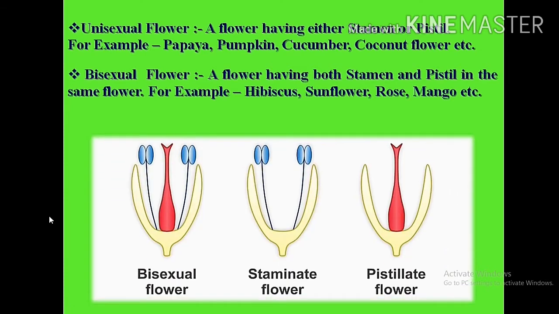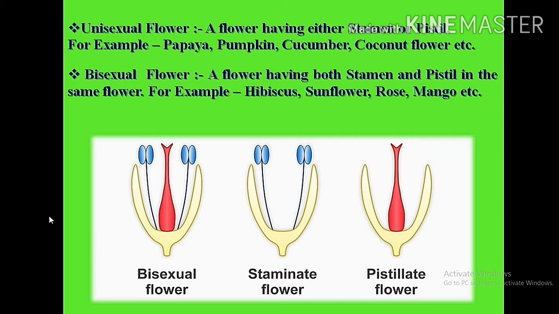Here in this picture you can see there are three flowers. The first is a bisexual flower. That is, this flower comprises both the male reproductive part and the female reproductive part, that is the stamen and the pistil. So this flower is known as a bisexual flower.